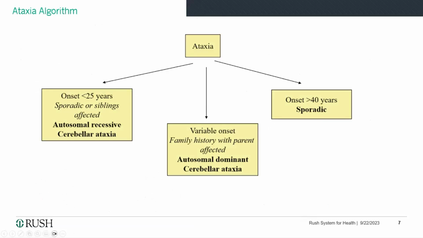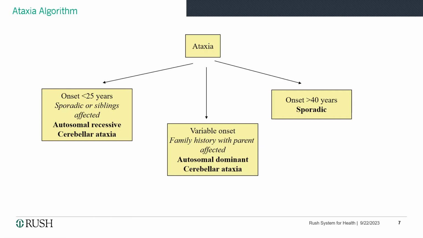So let's talk about a general strategy if you see a patient in your practice who has ataxia. And we're talking specifically about cerebellar ataxia. I'm going to start with a very simple algorithm, taking a look at the patient, the age of the patient, and their family history as a strategy for how you're going to think about them as far as diagnosis. So if your patient comes in and they have onset earlier than the age of 25, if they have sporadic disease or if siblings are affected, you're going to be looking at autosomal recessive cerebellar ataxias.